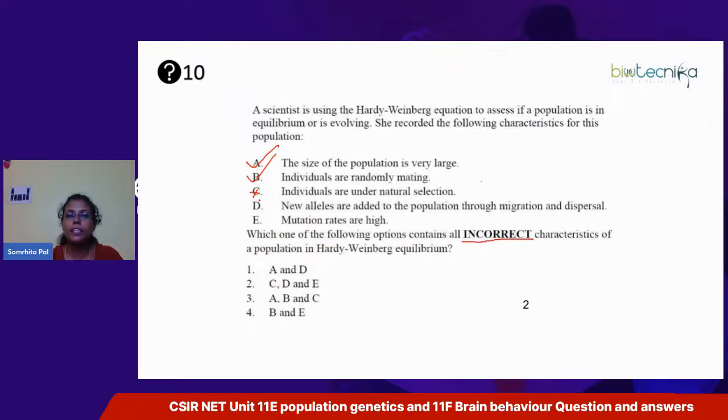Statement D says that new alleles are added to the population through migration and dispersal. Again, this is wrong because Hardy-Weinberg equilibrium says that populations are not subjected to any kind of change, either by migration, dispersal or genetic drift. No new alleles are added or removed. So this statement is wrong. And statement E says mutation rates are high. Here again, Hardy-Weinberg says that there will be no mutation. Only under that condition will the Hardy-Weinberg equilibrium hold true. So statement E is also incorrect.